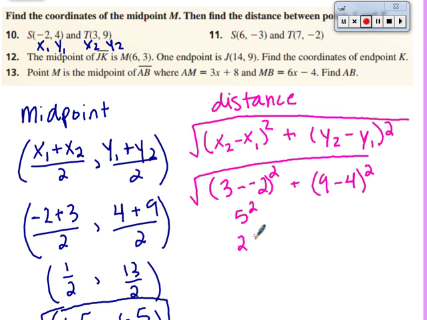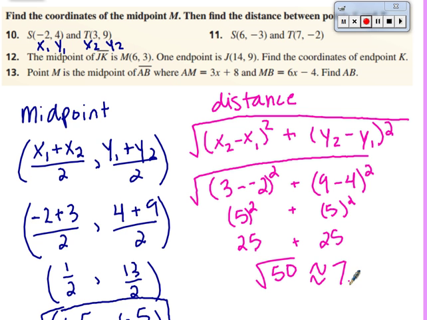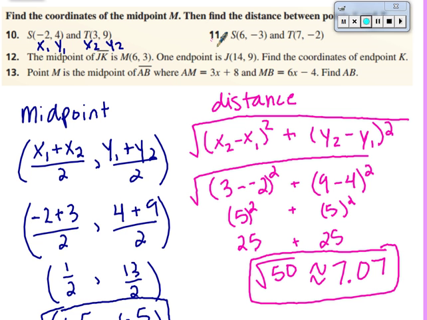5 squared is 25. Then over here we have 9 minus 4. Well, that's another 5. 5 squared is another 25. 25 plus 25 is 50. So I have the square root of 50. If you do that in the calculator, the square root of 50 is about equal to 7.07. So there's your distance. Okay? Now, for time purposes, I'm going to skip number 11, but the answer is in the back of your book. I would do the exact same steps that I just did on number 10.